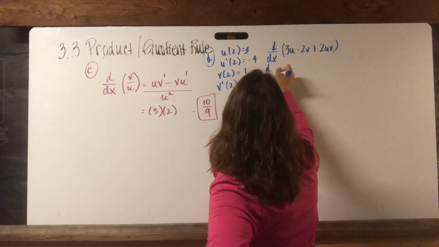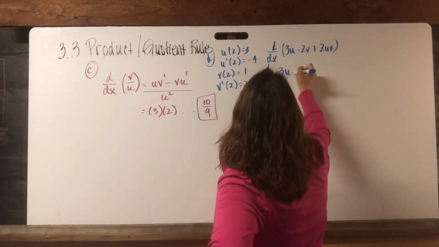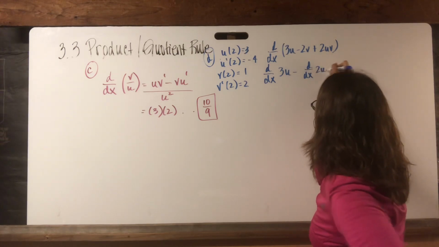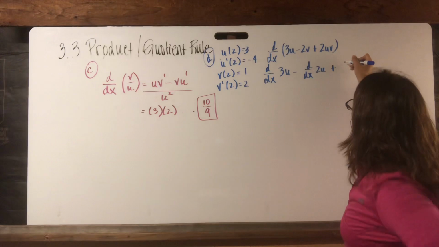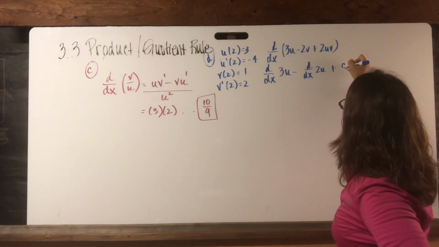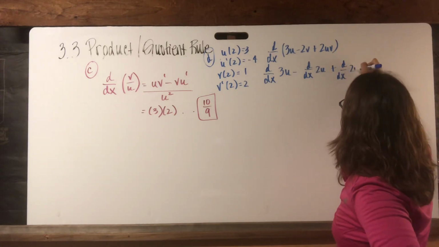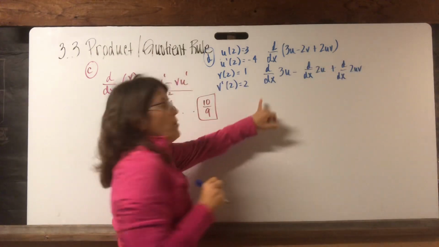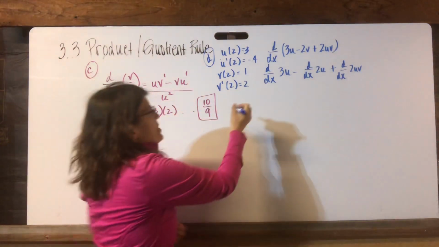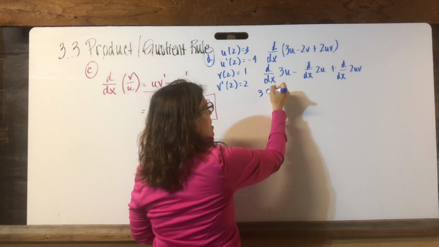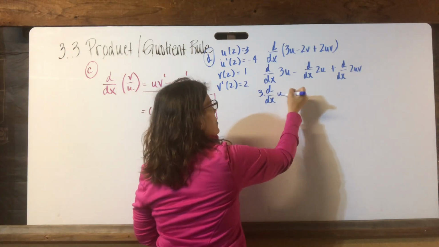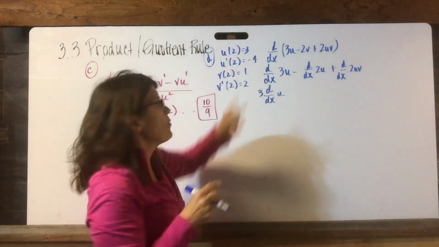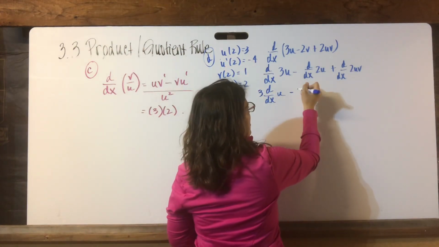This is the derivative of 3u minus the derivative of 2v plus the derivative of 2uv. Okay, so 3 is a constant. I can pull the 3 out. So this is 3 times the derivative of u. The derivative of u is u prime. You know u prime. It's negative 4. I'm going to factor out the 2.